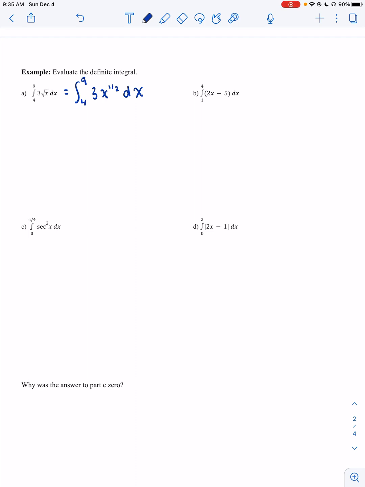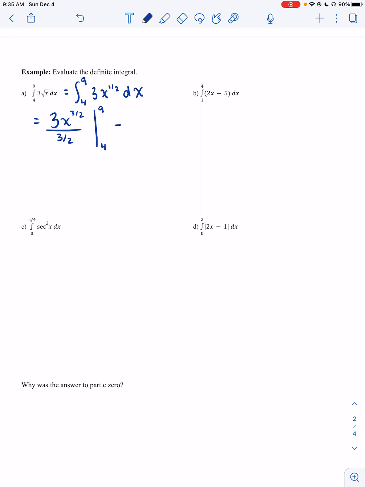I increase my exponent by 1, it will become 3/2, and then I divide by 3/2. And if you remember last class, we talked about how dividing by 3/2 is the same as multiplying by 2/3. So I'll write it out anyway. Let's see. So we're going to get 3x to the 3/2 divided by 3/2 evaluated from 4 to 9. So I'm not putting down the plus c because I know that it's going to just go away.